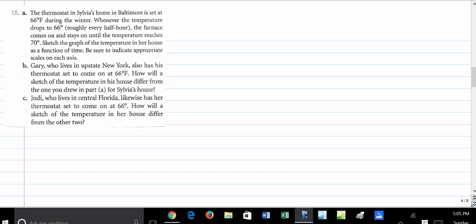Problem 18. The thermostat in Sylvia's home is set at 66 Fahrenheit. Let's say whenever the temperature drops to 66, the furnace comes on and stays on until the temperature reaches 70 degrees. Temperature in her house as a function of time, so T of t. So t is my independent variable, and capital T is my dependent variable.